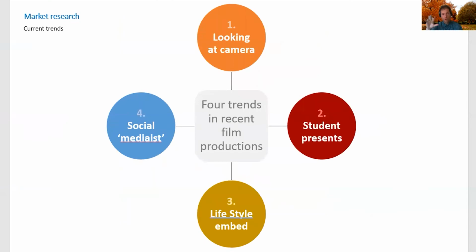Now, still on step two, you also want to do market research. And there are a lot of tutorials and theory about how to do market research. Here I want to show you a quick market research that I conducted when I was looking at current trends in video productions that promote libraries and library services. So it's current for now. And I found out that there are four trends in recent film productions.